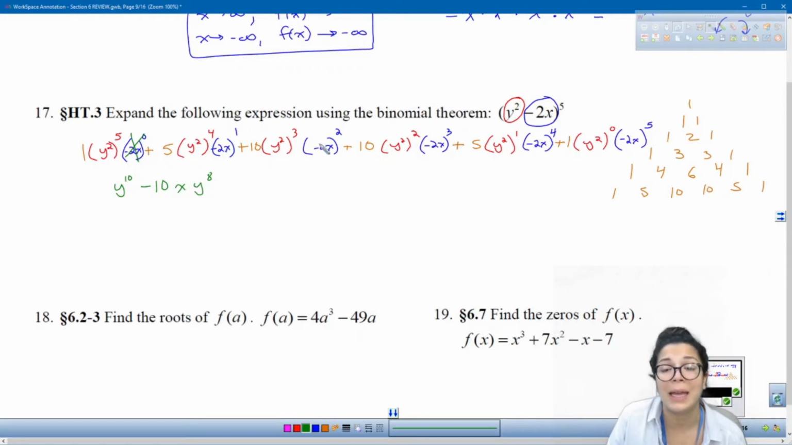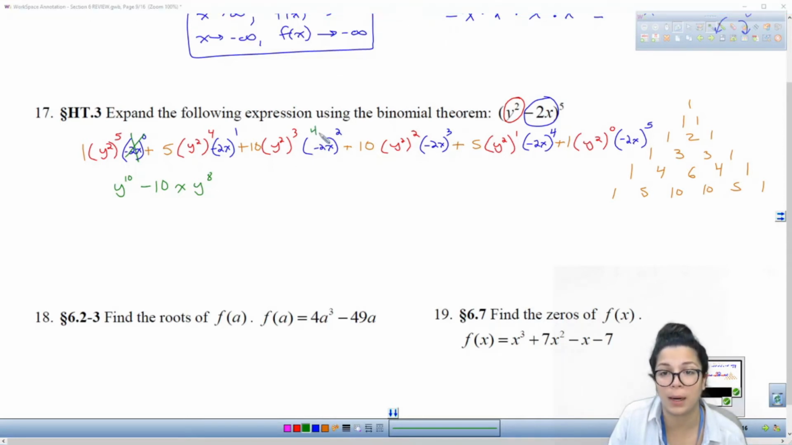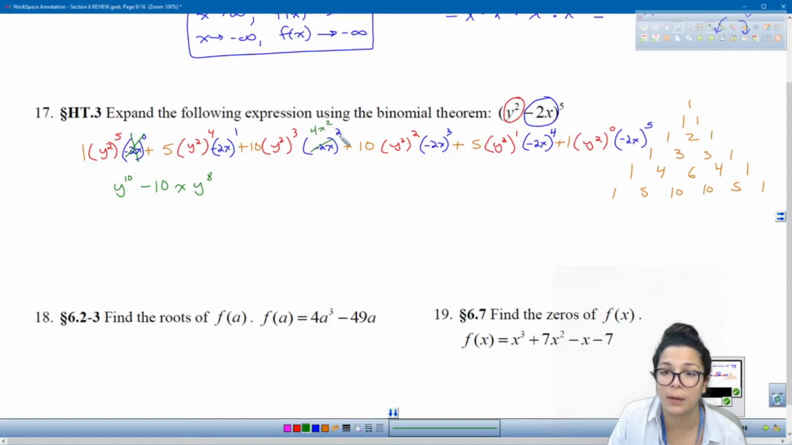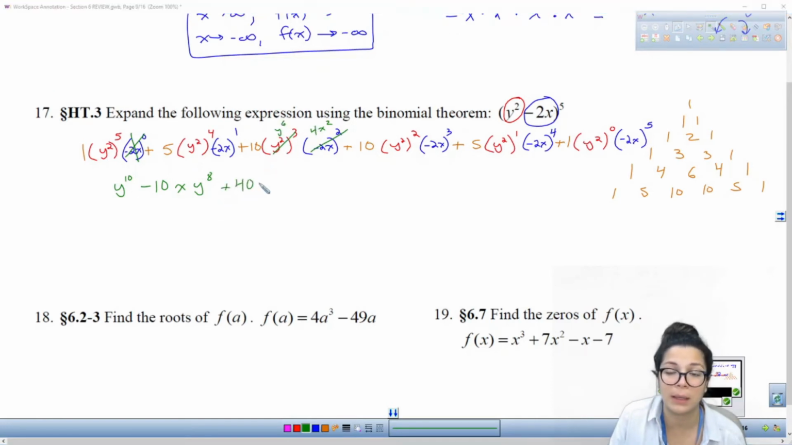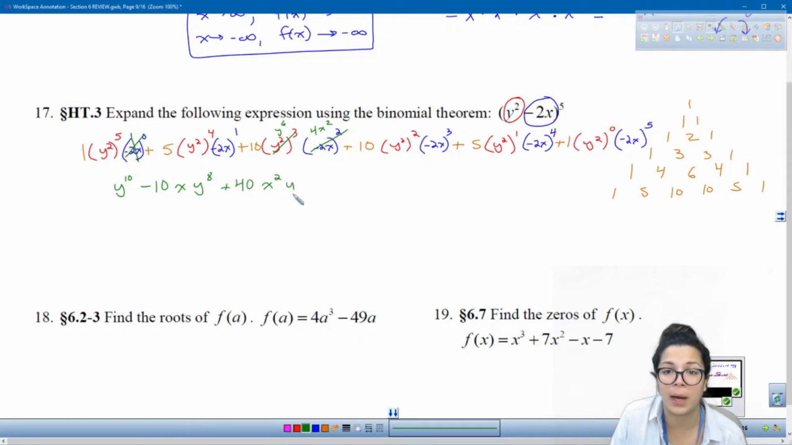Moving right along, negative 2 squared is actually 4. x squared is just x squared, right? And then y squared to the power 3 would be y to the power 6. But that 4, I can multiply with 10, is 40. And then x squared y to the power 6. Remember, when you have multiple variables in the same term, you write them in alphabetical order.